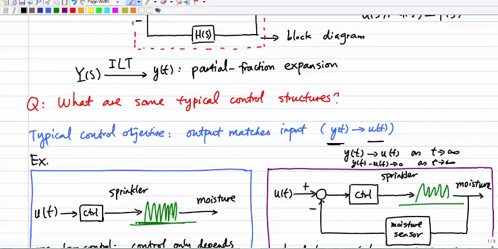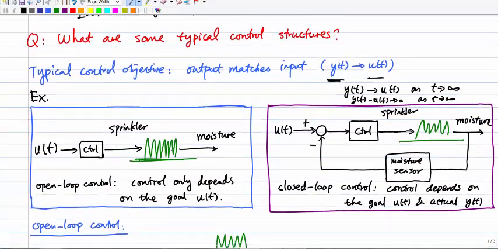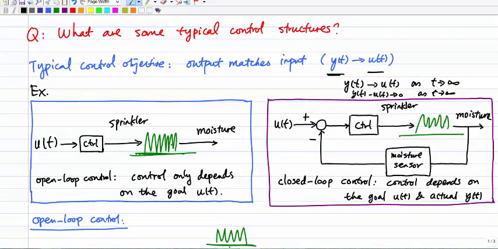To give you a more concrete idea, and also to explain what open loop control and closed loop control are, I want to give you a very simple example. I hope this is good enough to explain the key concepts. The example is a very simple sprinkler system. Assume you have a piece of land with grass, and you want to control the sprinkler to water the grass so that the moisture level will be at a certain level. Typically u(t) is the desired moisture level, so that the grass can stay healthy.